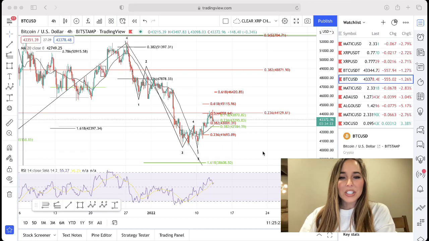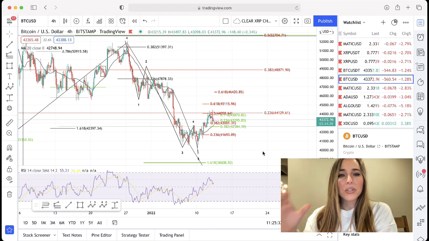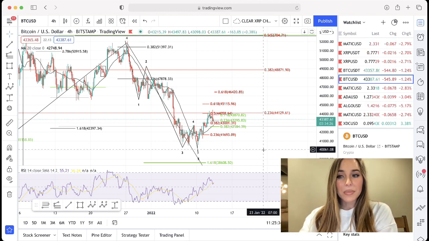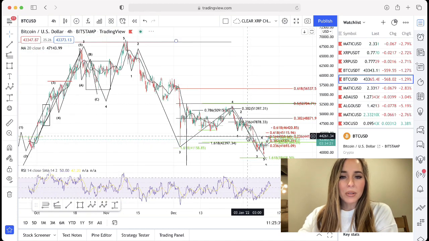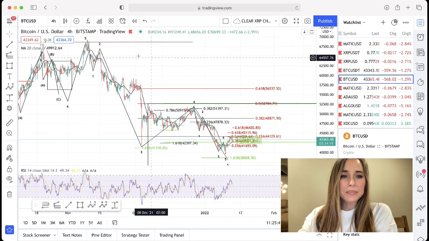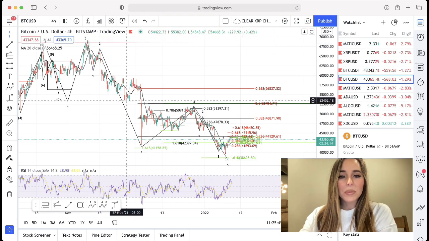Okay, so over on the chart here, we are going to start on the 4-hour because I just want to show you the entire wave from the top at 69,000 all the way down to where we are now. So I'm just going to zoom out a little bit. And this was that top there up at 69,000 and we started dropping.